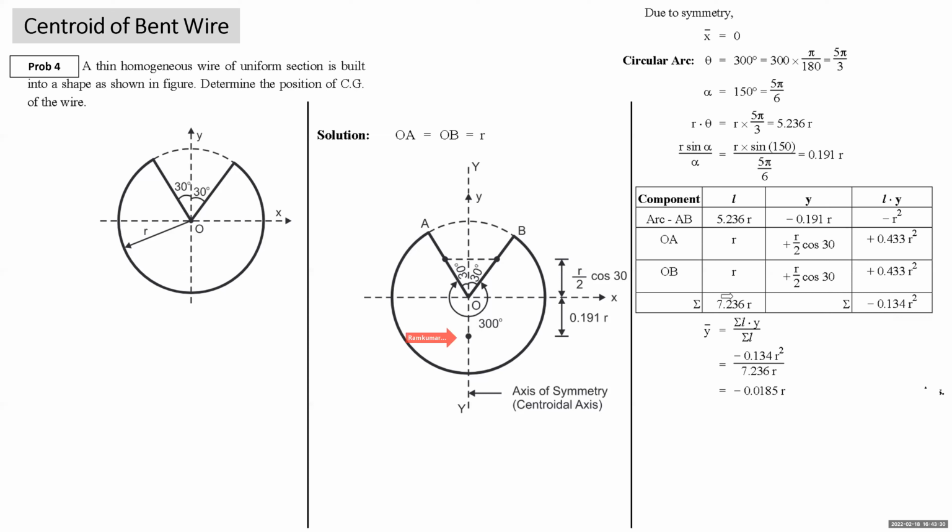Summation L is 7.236 r. So y bar is what? Summation Ly upon summation L. Substitute the values of summation Ly and summation L, and you get the y coordinate, that is minus 0.0185 r. So in the last two problems, we understood the role of symmetry also. If there is axisymmetry in the composite length, then your half job is done. Like in this problem, the given composite length of the wire is symmetrical about the y-axis, so x bar is 0. Right?